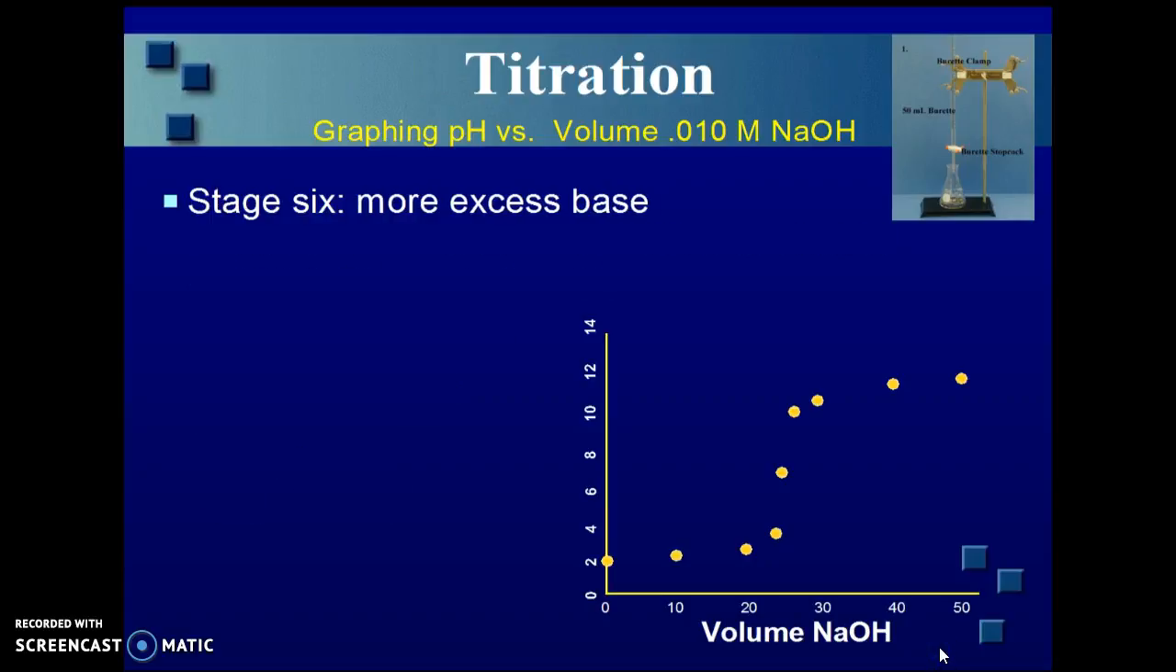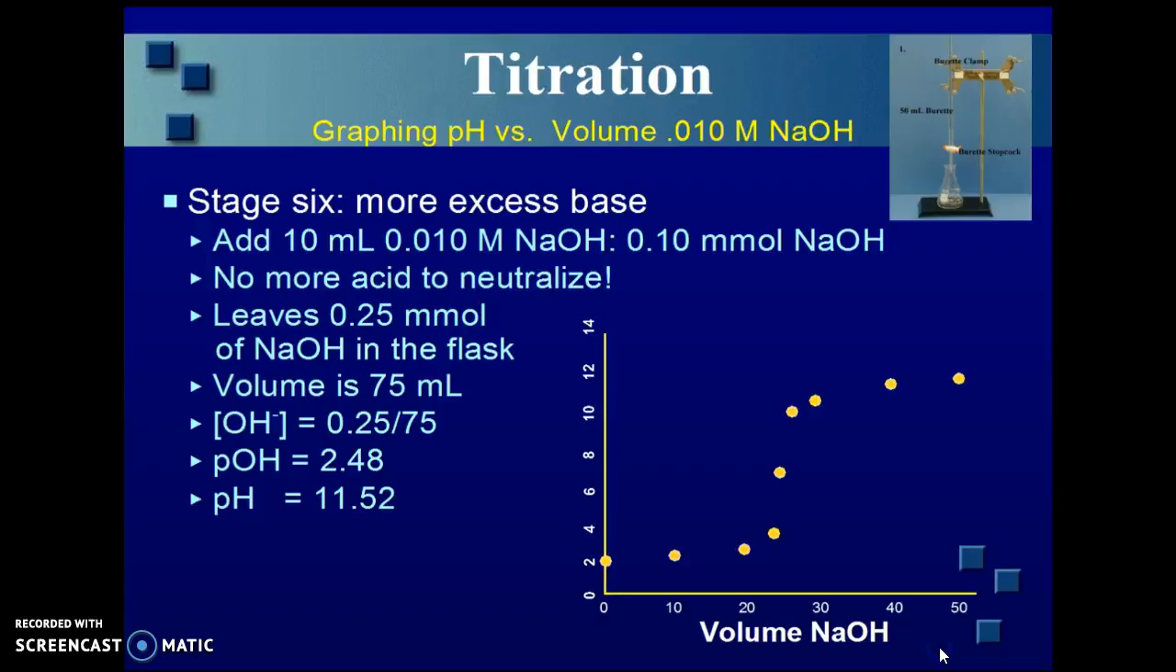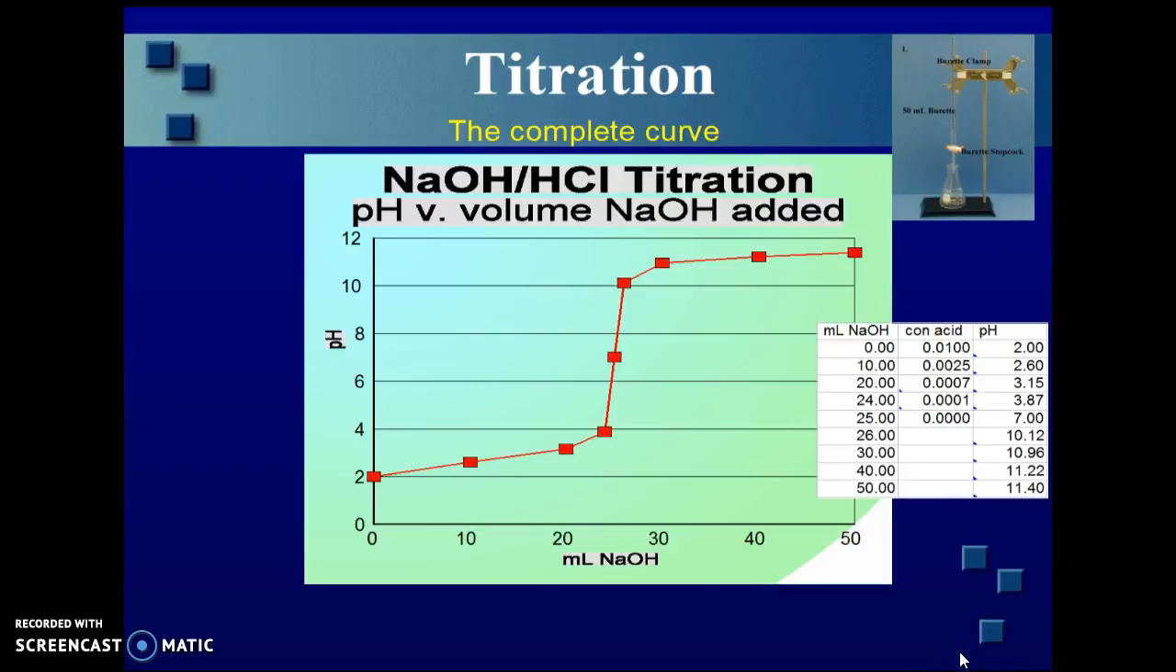In stage 6, we add more excess base. The calculations are very similar, and the pH goes up to 11.52 with a total volume of 75 milliliters. And you can see the characteristic S curve of a pH titration of base into acid. This is taken from one of our experimental results.